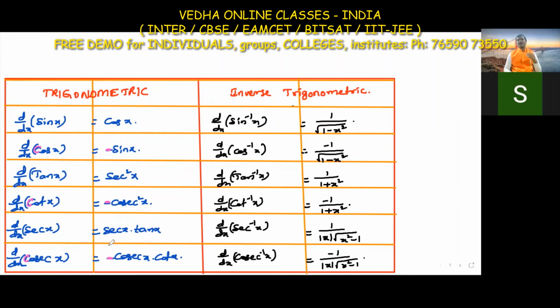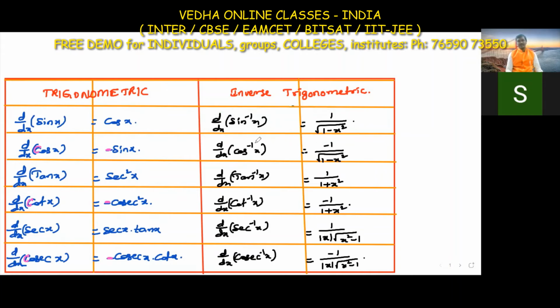So these are the trigonometric formulas. Now we go to the inverse trigonometric formulas. Tell me, d by dx of sine inverse x equals 1 by root of 1 minus x square. Again, d by dx of sine inverse x equals 1 by root of 1 minus x square.